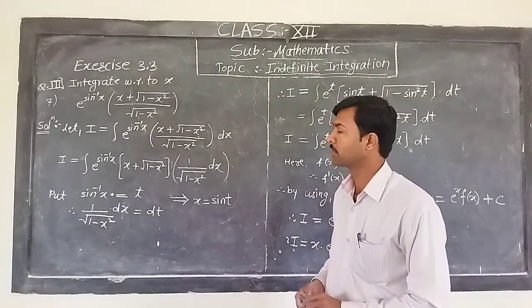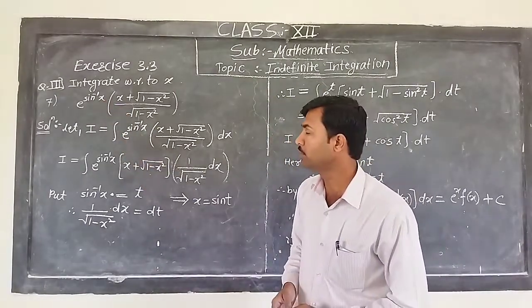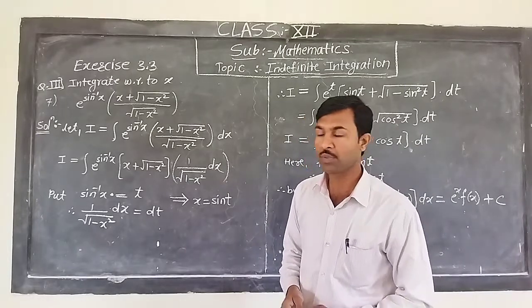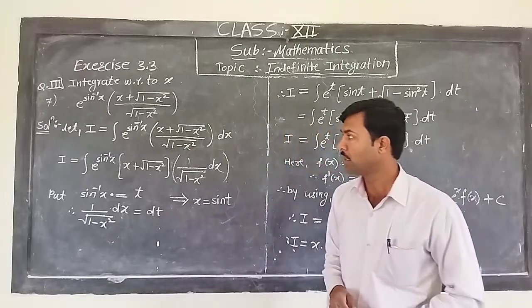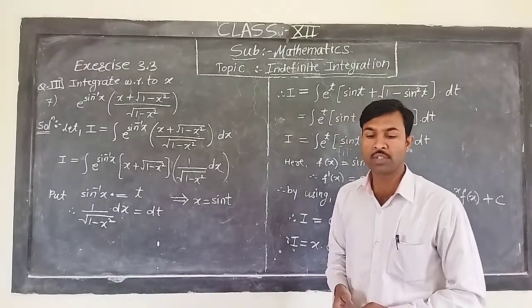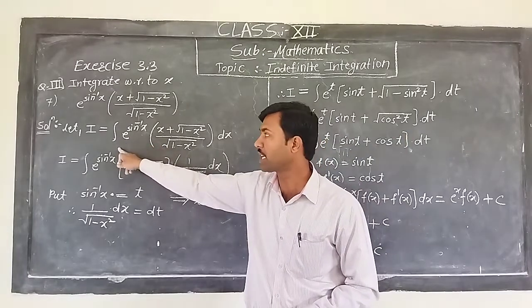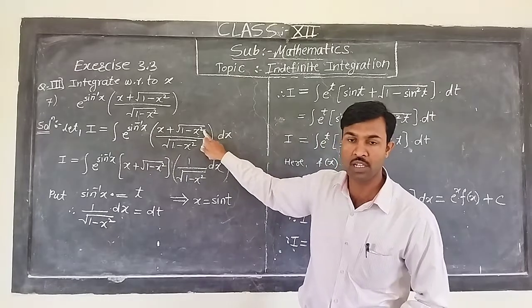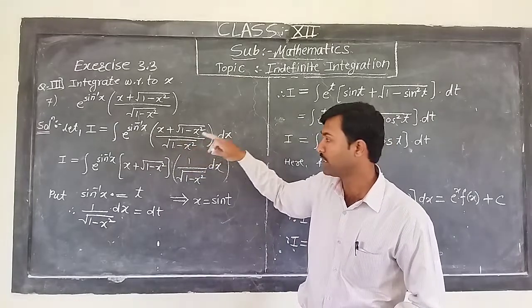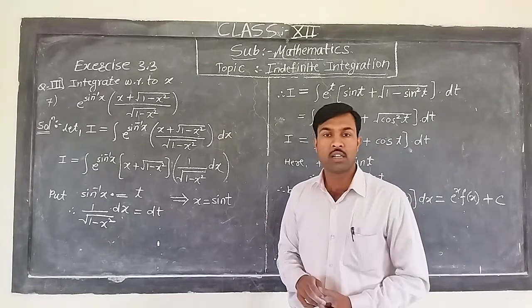Question 7. We have to integrate e raised to the power sin inverse x into (x plus under root of 1 minus x square) upon under root of 1 minus x square. As we have to integrate this problem, I denote this by letter I. I is equal to the integration of e raised to sin inverse x into (x plus under root of 1 minus x square) upon under root of 1 minus x square into dx.